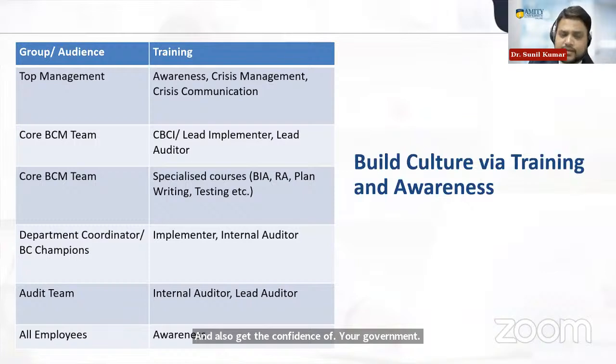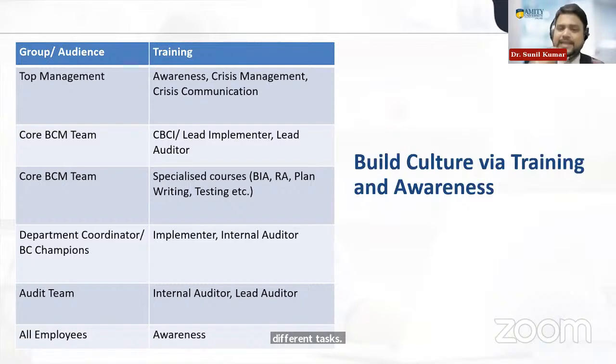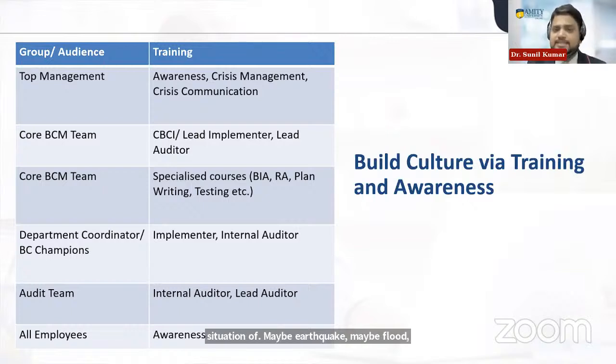Further, the third best practice is to build a culture via training and awareness, because we have people working at different levels. They have different tasks, so they need to be trained and equipped with the necessary skills. Provide them training, make them aware of the situation and how to act in a critical situation, maybe an earthquake, a flood, a cyber attack, an energy crisis, or any number of reasons. So give them the training and make them aware.